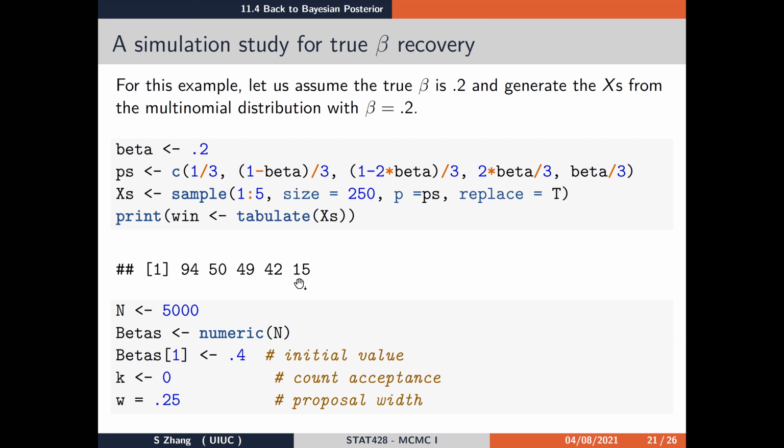We'll do the Metropolis sampler with a total of 5,000 iterations. Like before, we create a vector to store our beta draws. And the first one, let's set it to some arbitrary value that is far from the true beta. So let's set beta 1 equals 0.4. We'll also create the K to increment the number of acceptances across the 5,000 iterations. And in this case, we'll use the uniform with bandwidth W equal to 0.25.